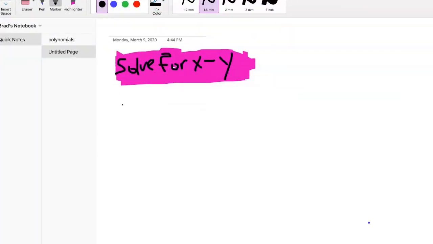So this is equations with two variables, video number two. In something like this, we're going to solve for x minus y. So we'll have something like 5 plus x equals 10 plus y, let's say. Okay, 5 plus x equals 10 plus y. Solve for x minus y.